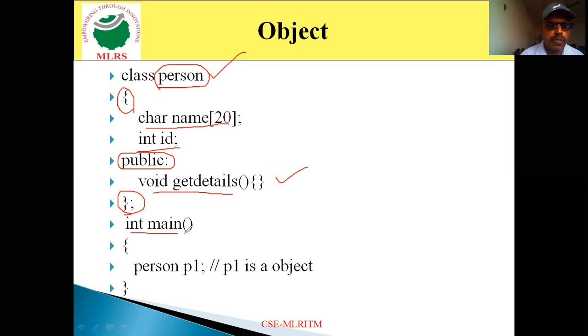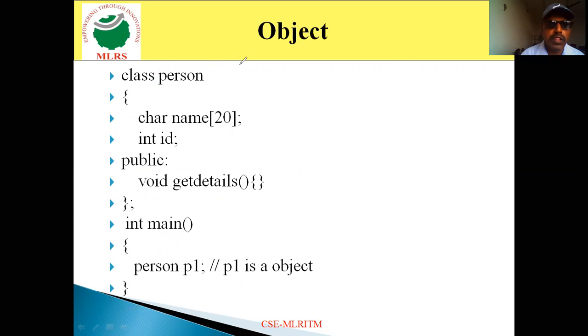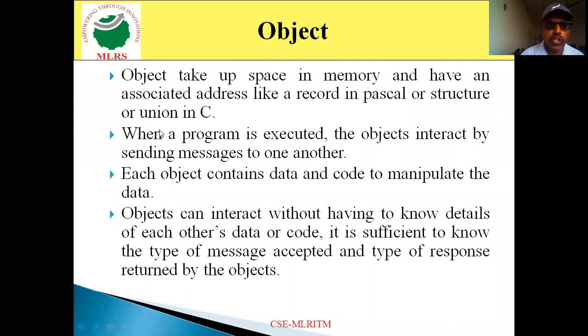Then come to the main function. Open the main function, and it specifies the beginning of the program. Then here I create the objects. The name of the object is P1 for the class person. That indicates here P1 is the object. When you create the objects, then only the memory will be allocated to all these things. Then close the main function. So this is the example of class and objects.